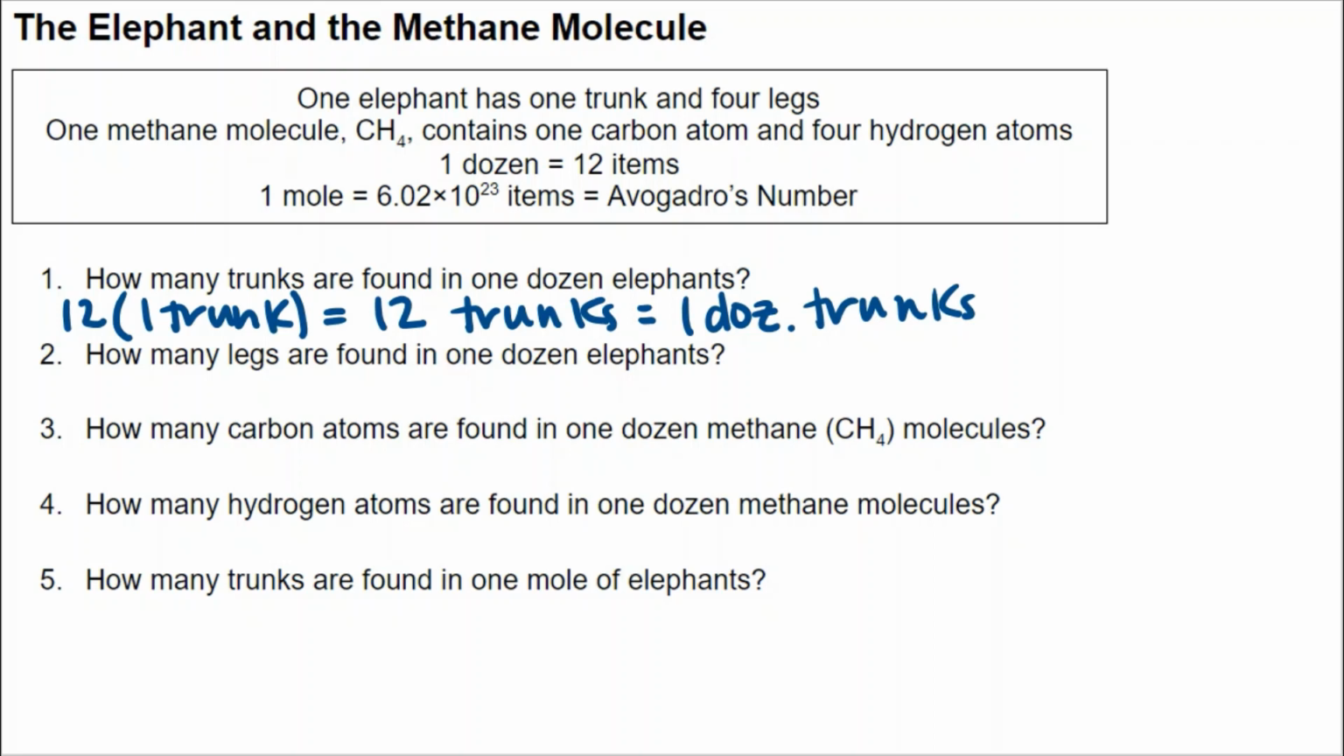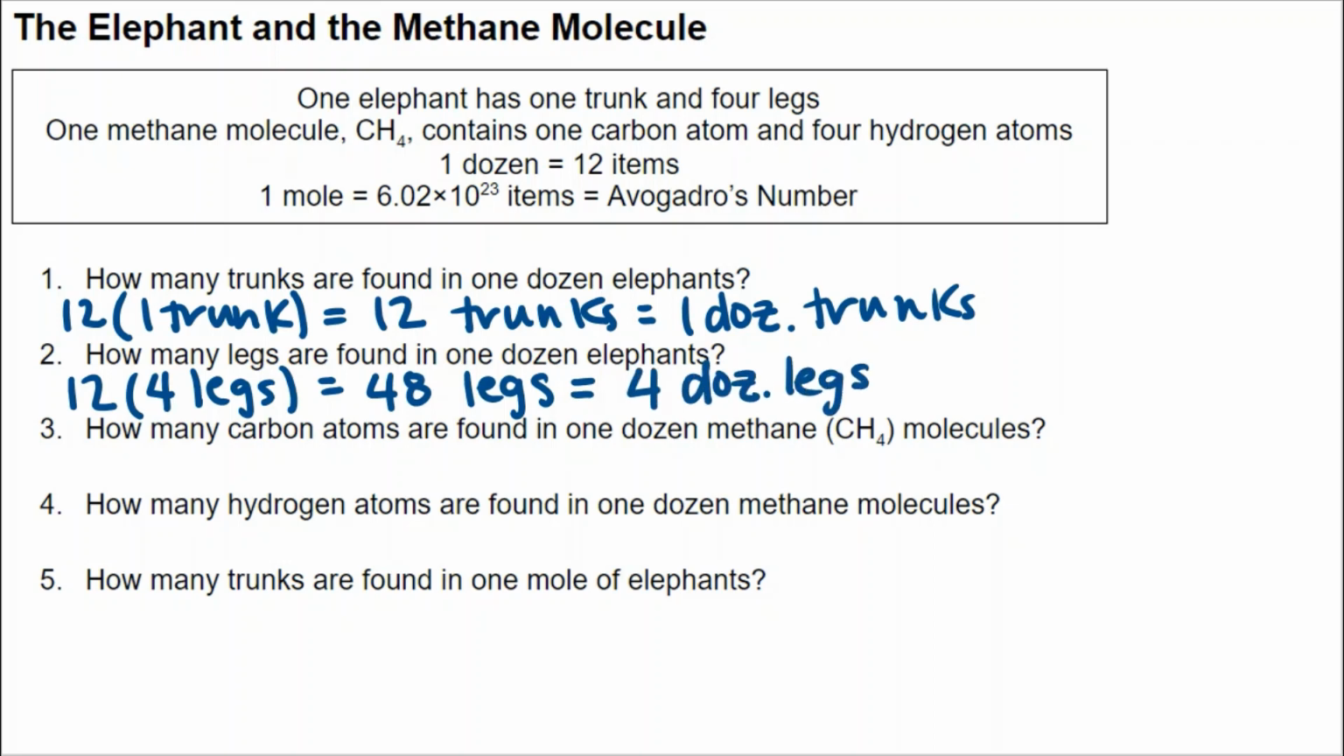Okay, what about legs? So if we have 12 elephants, they each have 4 legs. So when I multiply here, I get 48 legs. Or we could also just call that 4 dozen legs. Okay, so what about in a dozen methane molecules? So each methane molecule has 1 carbon atom. So that means that a dozen of them will have 12 carbon atoms, just like the trunks. And again, we could just call this a dozen.